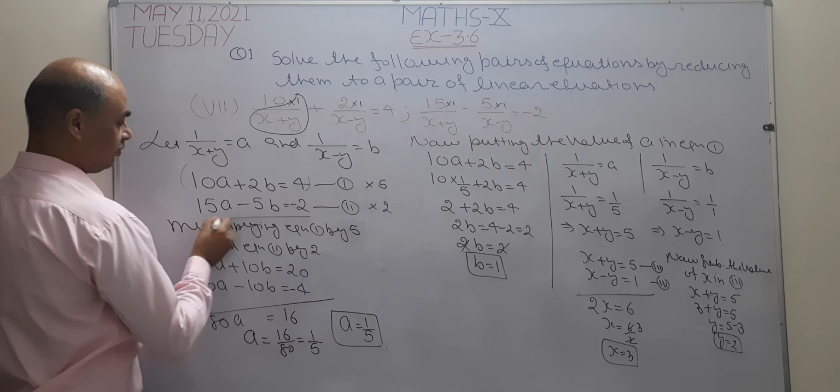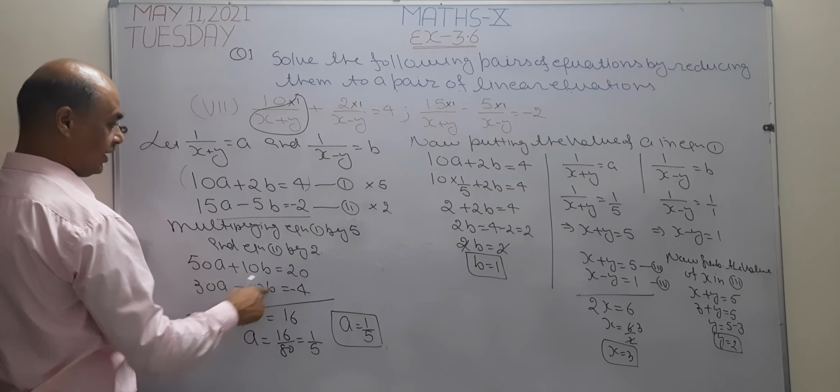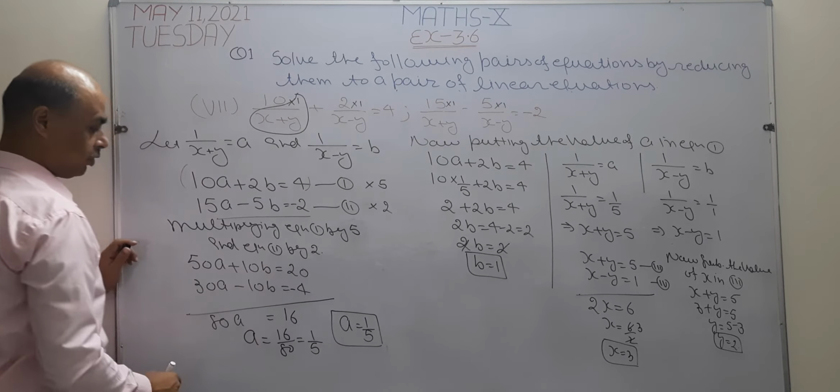Similarly, I want to solve this equation. I want to multiply this equation by 2. So this becomes 15 2s are 30, 5 2s are 10 and 2 into 2 minus 4. Okay. Since both have different signs, I am going to cancel that. This one is going to cancel. So this becomes 50 plus 30, 80. 20 minus 4 becomes 16.